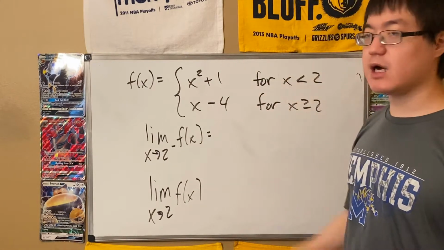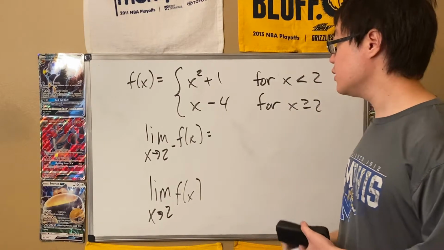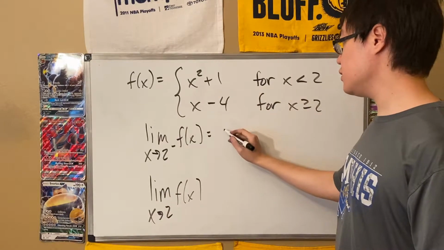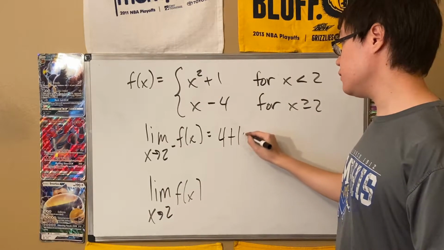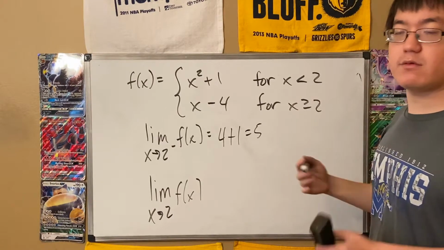In this case, we choose the top function because those are the functions that are dealing with x less than 2. So in this case, we're going to just plug in 2. It's going to be 2 squared plus 1, which is 4 plus 1, which is 5. Then we're going to do the same thing with the right limit.